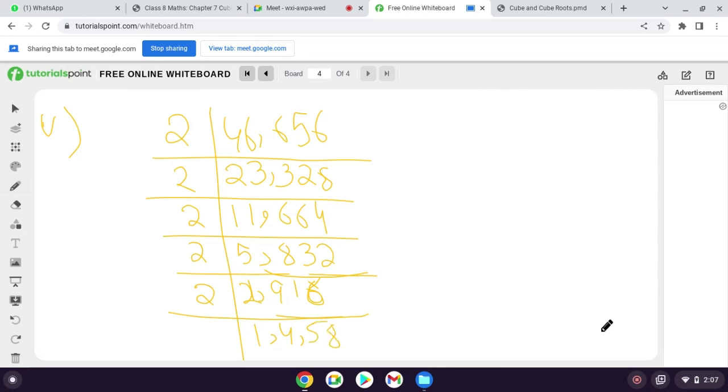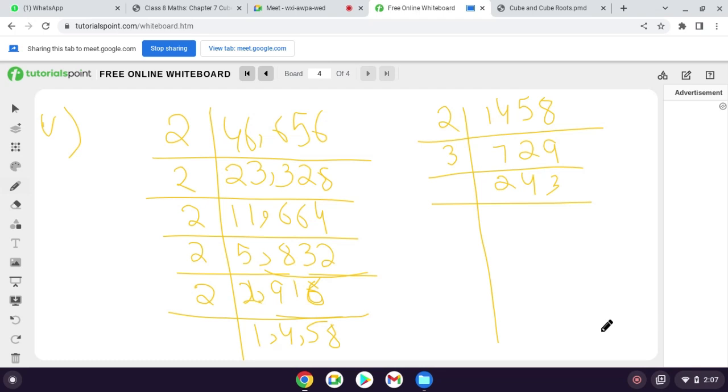Now 14,058 again with the 2. I will continue here. Again with the 2. Then 2 7s are 14, 2 2s are 4, 2 9s are 18. Now the 729 will be divided by the 3. How? Here 3 2s are 6, 3 4s are 12, 3 3s are 9.